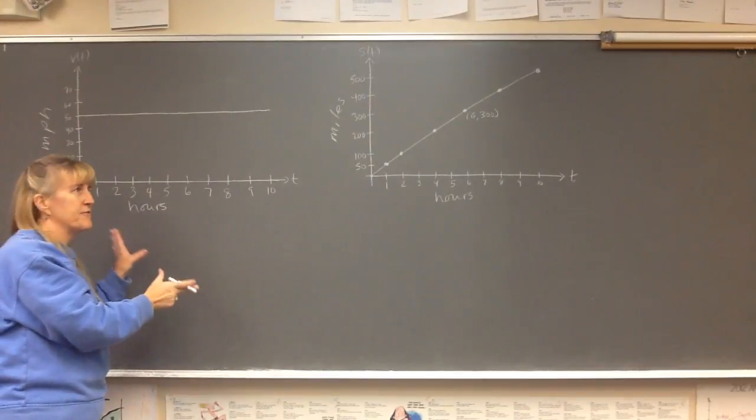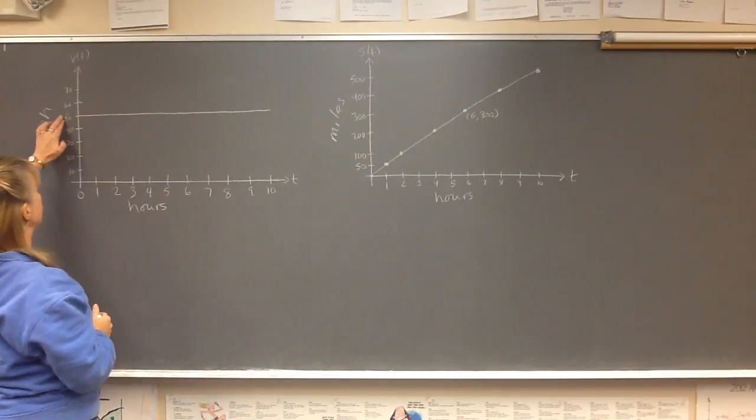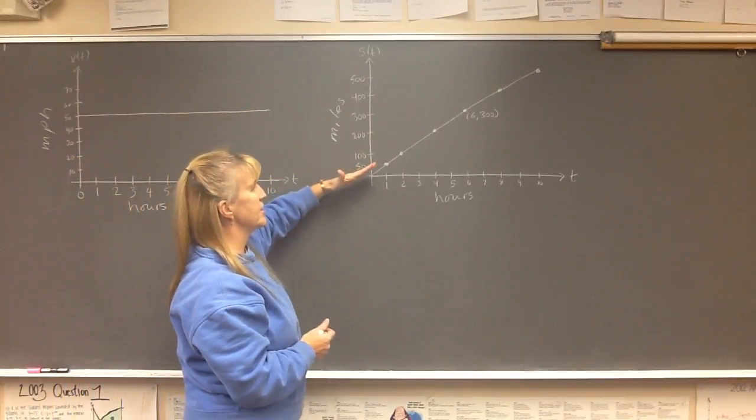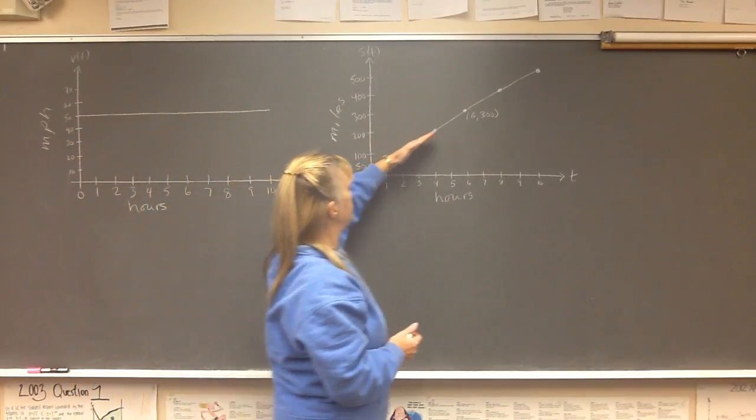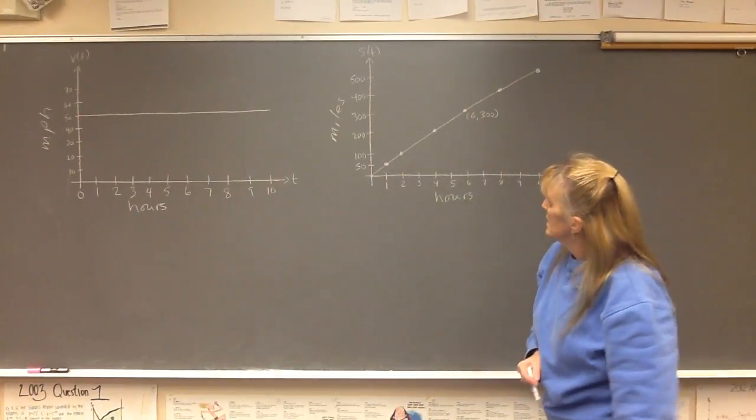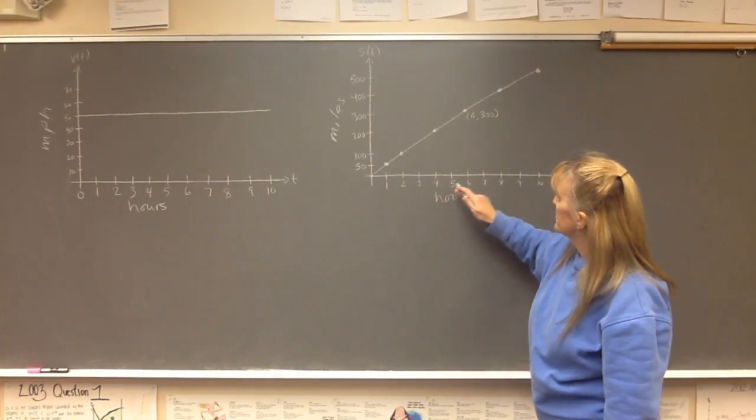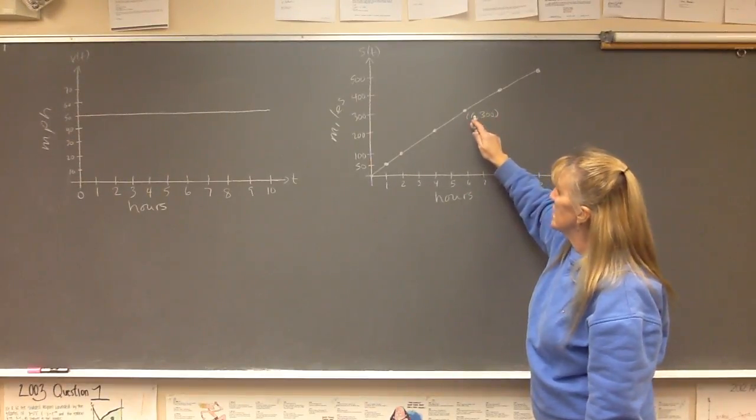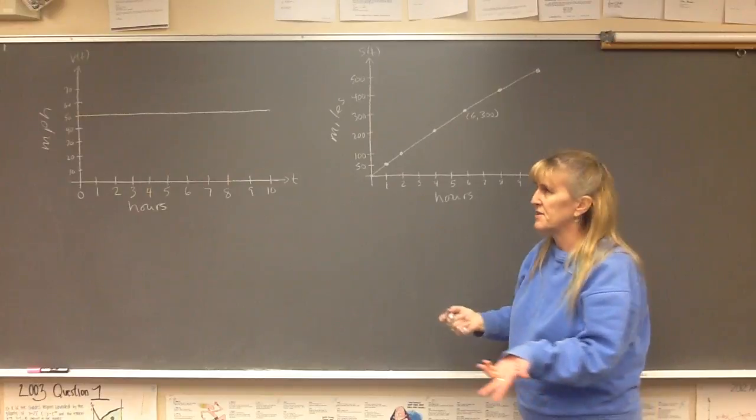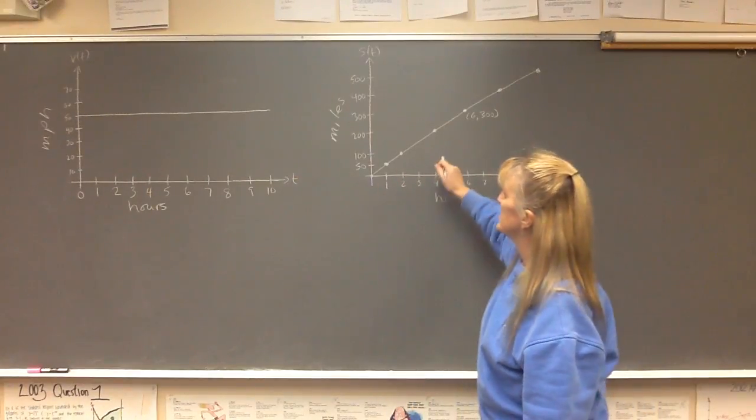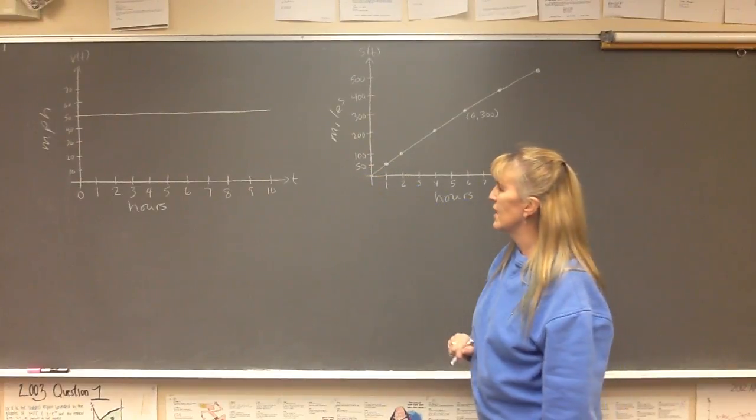So these two graphs are definitely related. I can see a 50 here going consistently straight across, and I can see that this is a linear function, and it's continually going up. It's an increasing function. It takes 1, 2, 3, 4, 5, 6 hours to go 300 miles. So 300 divided by 6 is 50 miles an hour. They're definitely related. This is your velocity graph, and this is your distance graph according to that velocity graph.